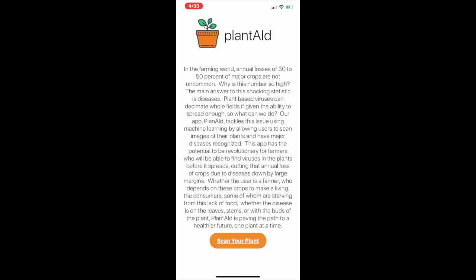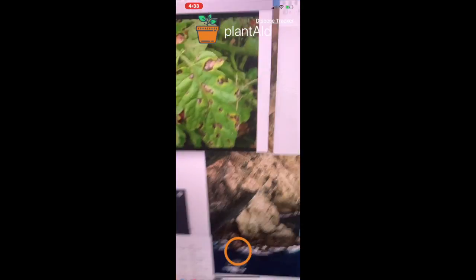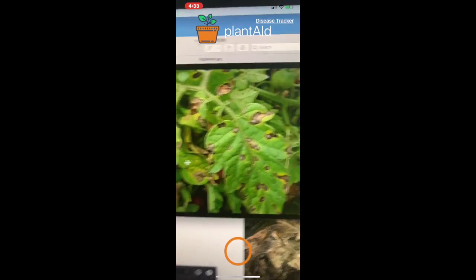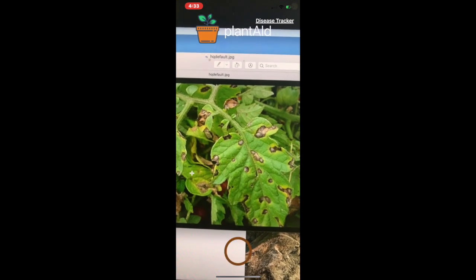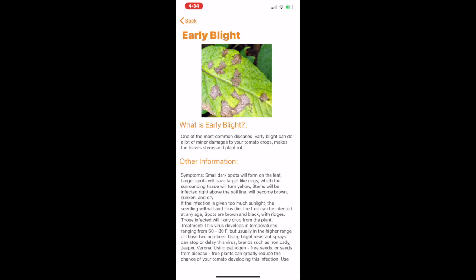Now here we can see our app in action. For example, if I try to scan our plant, here I have an example of two plant diseases. So here we could scan this, giving it a second to load. Here, and this is early blight, another common plant disease. And we can look through some of the information.